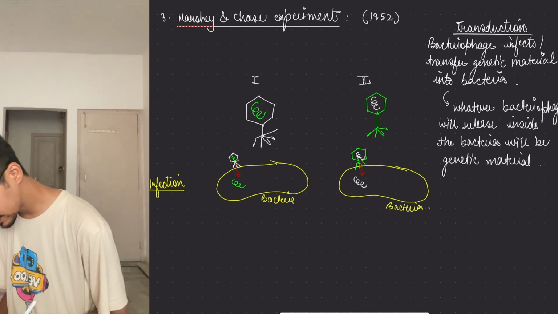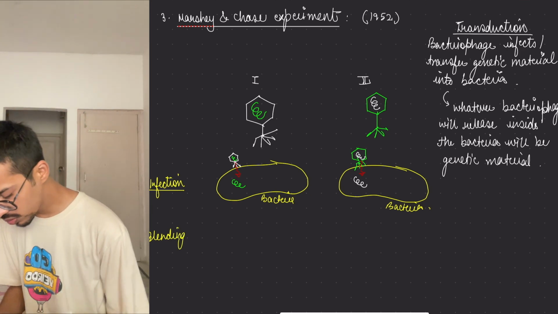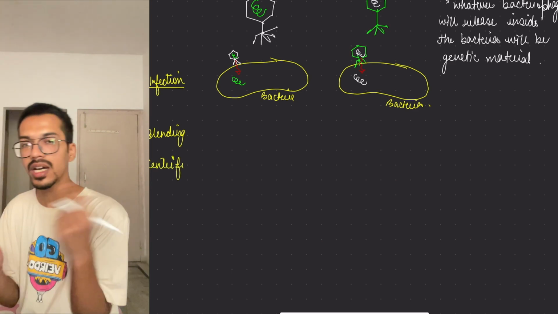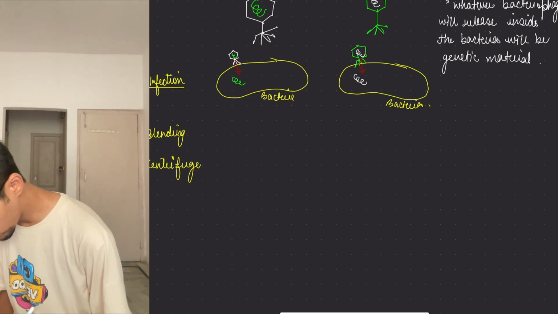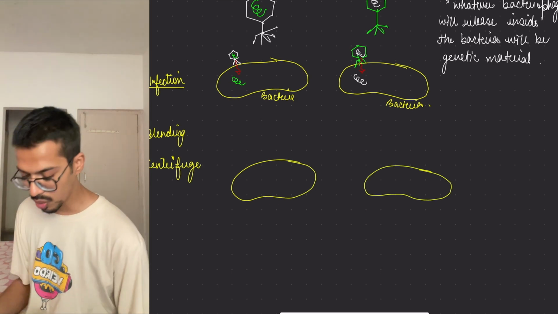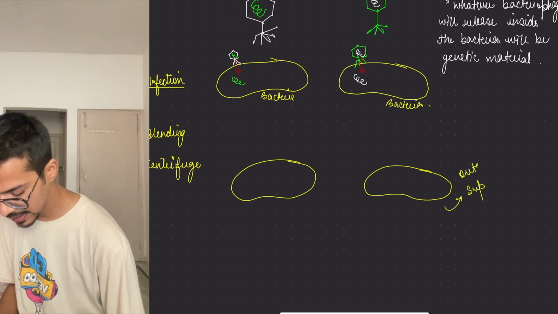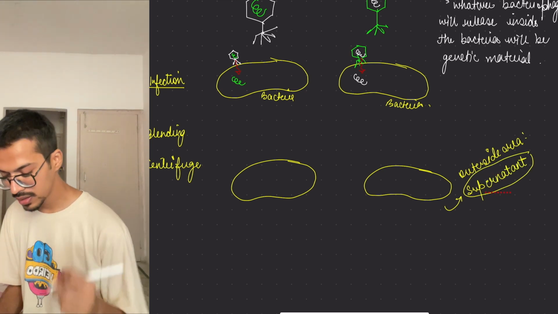Now we will blend it. Blending is only mixing it up. Okay, so after this happened, we will centrifuge. Centrifuge means we will shake it up so that the bond will break. When we shake it up and the bond is broken, what will happen? See, this is the first bacteria and this is the second bacteria. The outside area is called the supernatant.